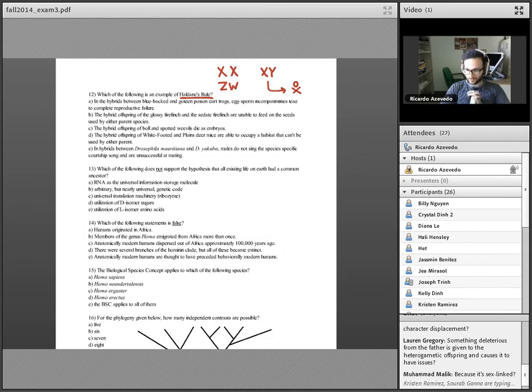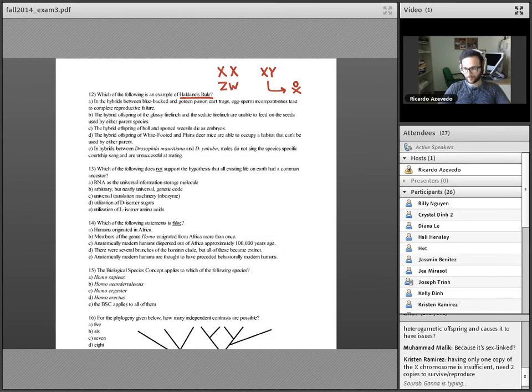Lauren is partly correct. Kristen says having only one copy of the X chromosome is insufficient, that you need two copies to survive and reproduce. Kristen is correct in assuming that. So there's something called dosage compensation.